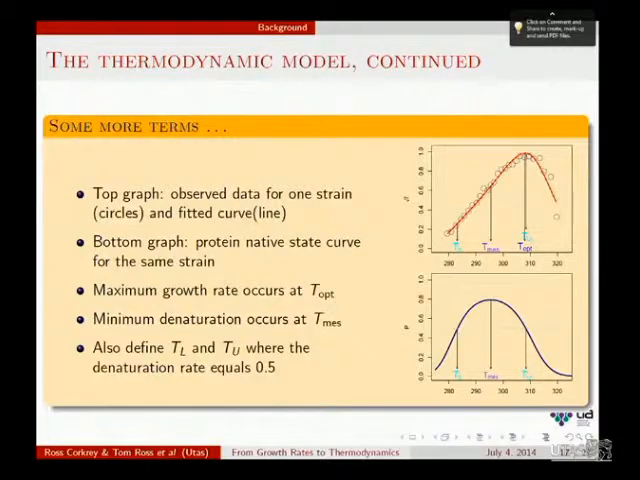Yet some more definitions. Here we've got just a standard data set and a fitted curve through it. This is the T-opt, which is the temperature at maximum rate of growth. This is the protein denaturation curve, and superimposed there, the curve's about halfway up. We also define, for convenience, the 50% denaturation temperatures, which are TL and TU. As you notice, this one is down in the tail, and that one's close to the peak.